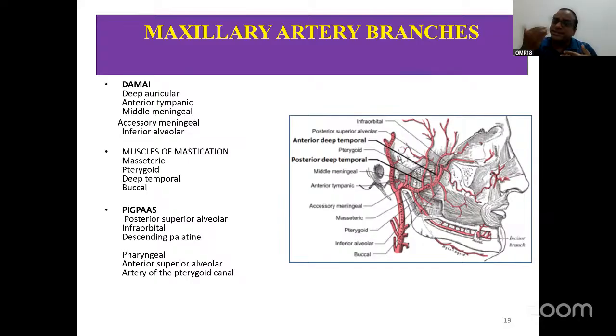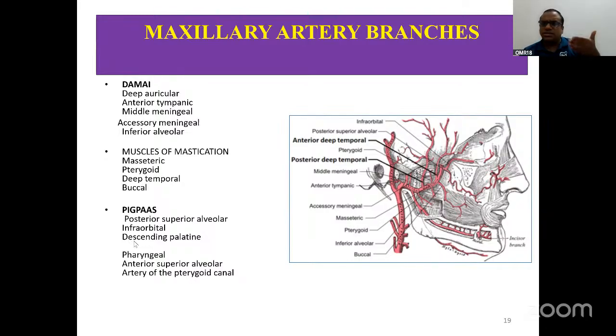Maxillary artery, again all these things will be repeated during your chapters, okay? So don't worry about that, I'm just giving you in order. So the maxillary artery has got three parts: first part, second part, third part. The first part you can remember with a mnemonic, DAMAI. Second part are the muscles of mastication. Third part is PIC pass.